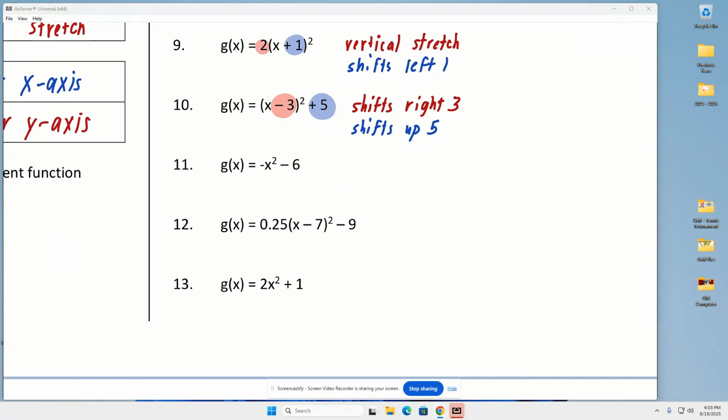Next, we've got a negative. That's a reflection. It's definitely outside because there is no parentheses. So this thing is a vertical reflection, or we say it reflects over x axis. But we also are subtracting 6. Again, there are no parentheses, so it has to be outside. So that's a vertical shift. So it shifts down 6.